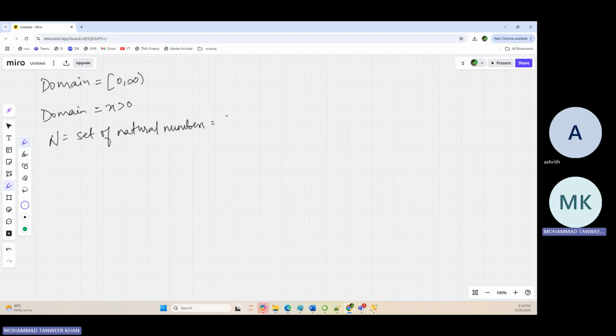Now, where do the natural numbers start? 1, 2, 3, 4 to infinity. Correct? We can call this N. Now, the relation R, how they're denoting it, is like this: {(x, y) : y = 2x, (x, y) belongs to N}. This is what they have written in your book, no?